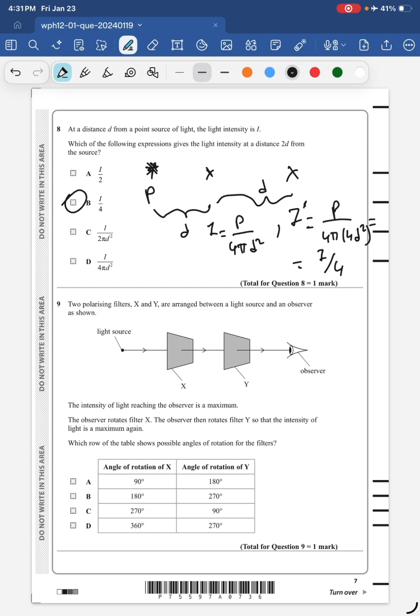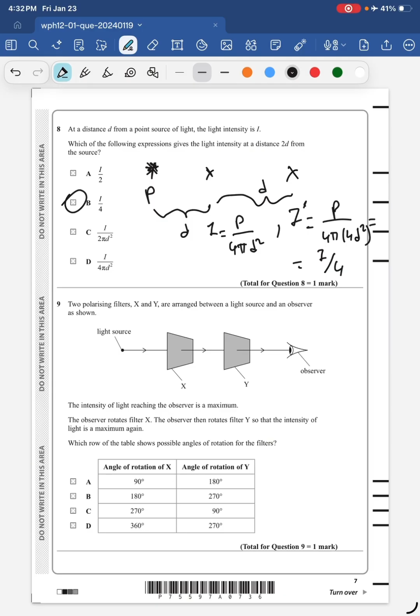So, okay, the intensity of light reaching the observer is a maximum. The observer rotates filter X, the observer then rotates filter Y, so that the intensity of light is maximum again. Okay, so for these to occur, the difference between the angle of rotation, for example, in option A, the difference between the angle of rotation of X and Y is 90, right? Therefore, you're going to have a minimum. Same goes for option B and option D.